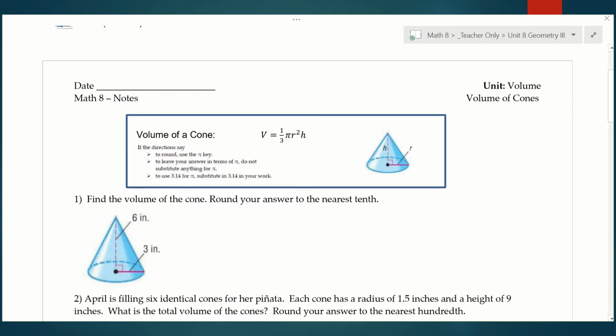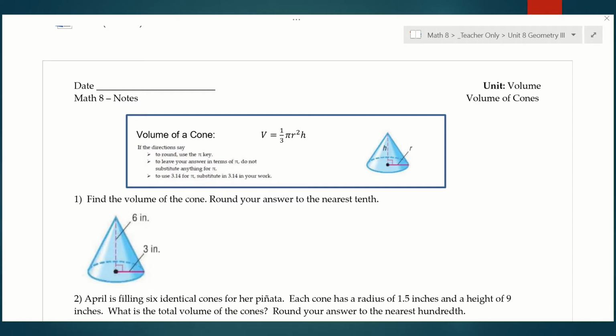And then just as a reminder, here are our different directions. If it says to round, we're using the pi key. If we are asked to leave our answer in terms of pi, we're going to leave pi alone. And if it tells us to use 3.14 for pi, then that's what we're going to substitute into our work.